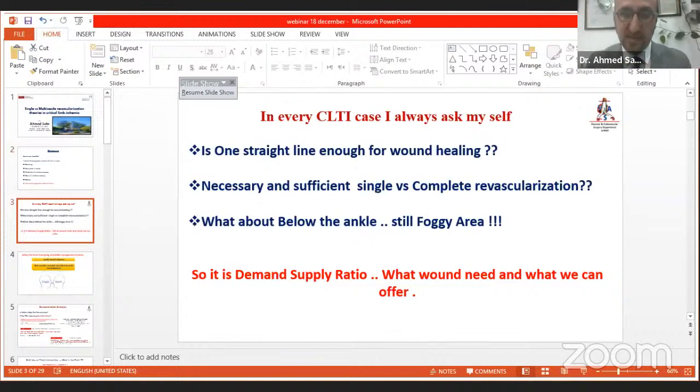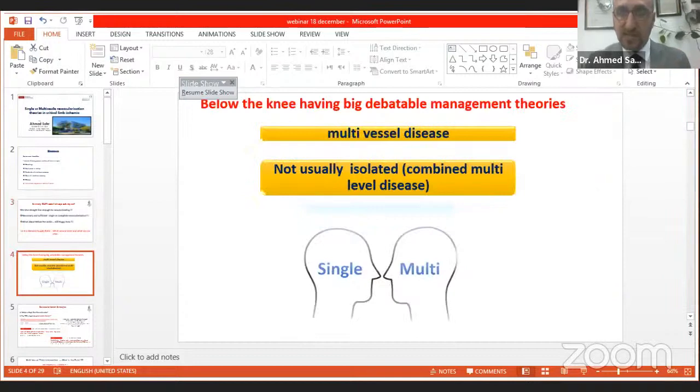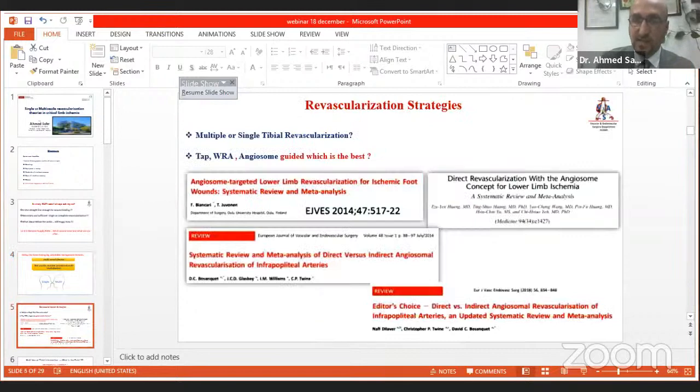So in every critical limb ischemia case, I also ask myself, is one straight line enough, necessary and sufficient, and what about the below-the-ankle area? In my opinion, it's a demand-supply ratio, what the wound needs and what we can offer to the wound. Especially in the below-the-knee area, it's a multivessel disease, and it's not usually a single vessel disease. It's a combined multi-level disease. So putting the strategy for revascularization, I have two issues. Do I have to go for multiple or single tibial vessel revascularization? And if I have to choose a single vessel, which one? The target artery path, wound-related artery, or angiosomal guided?